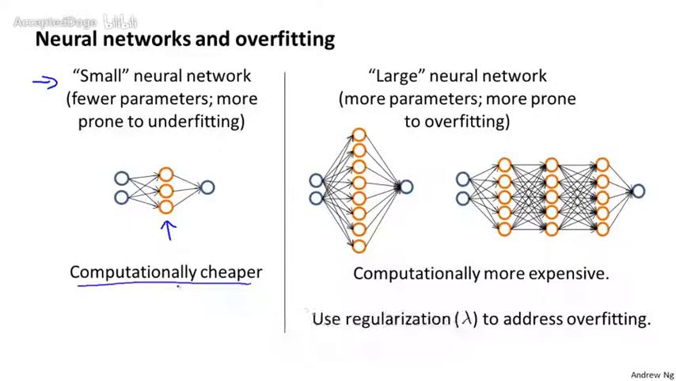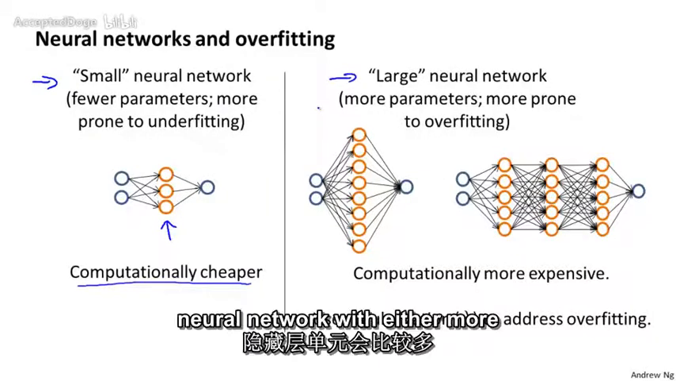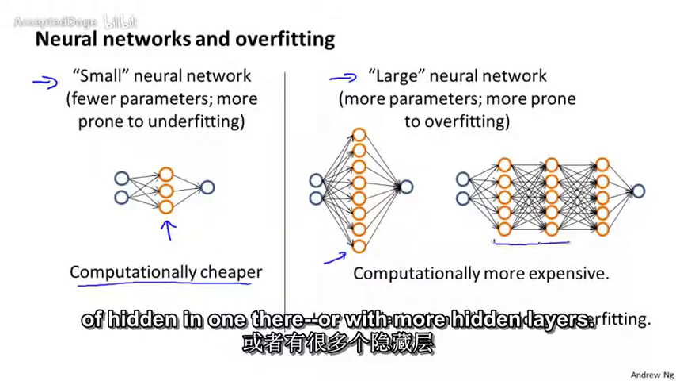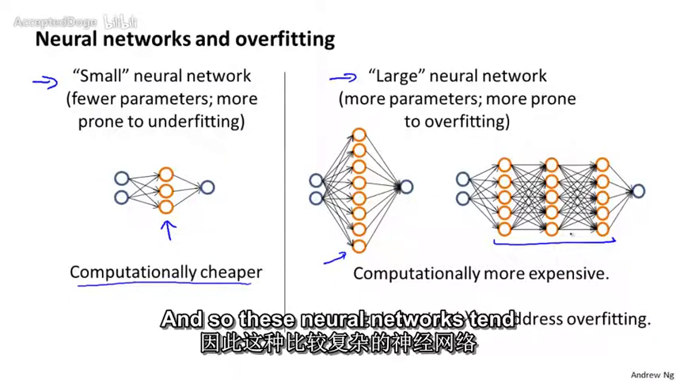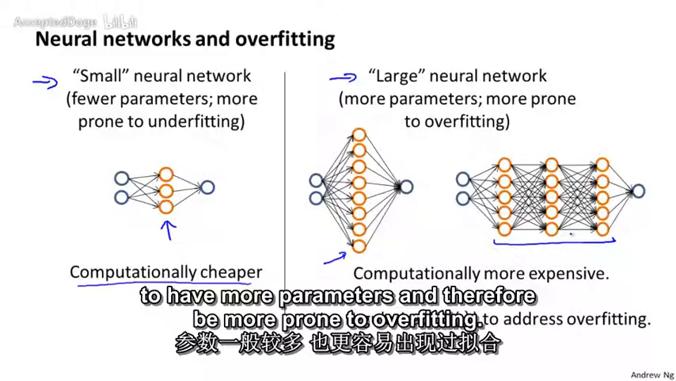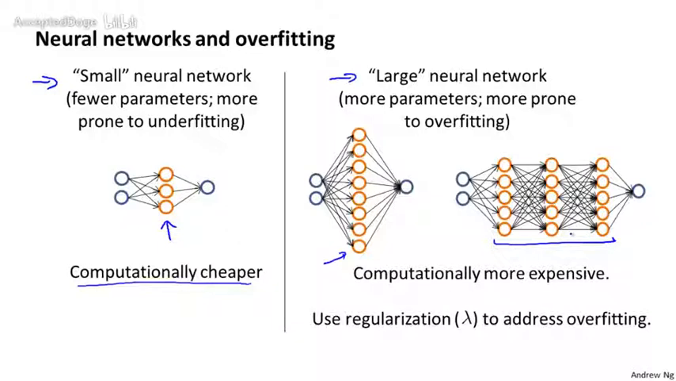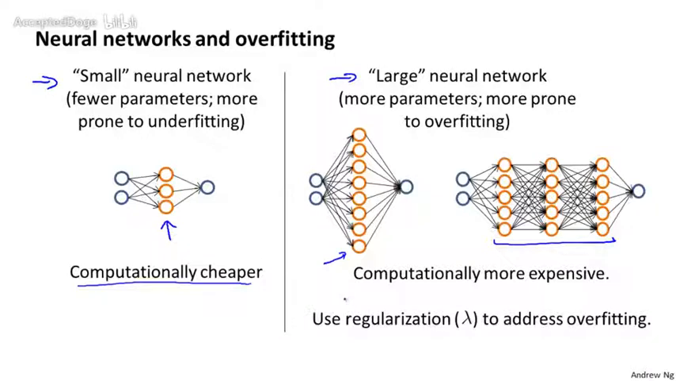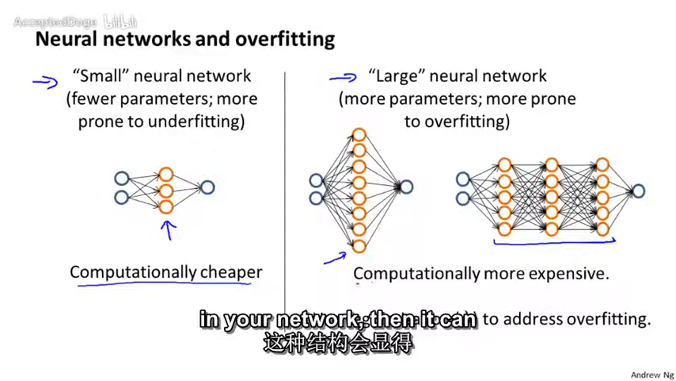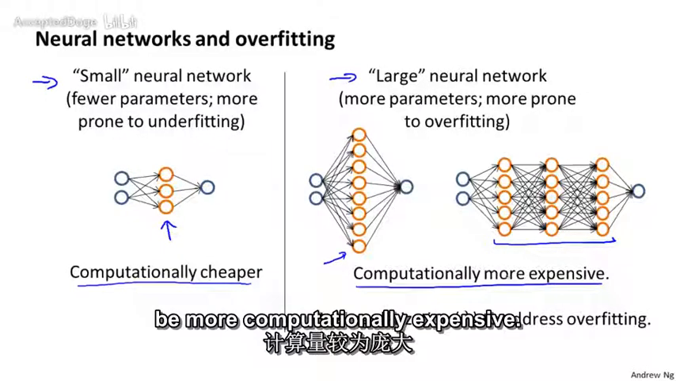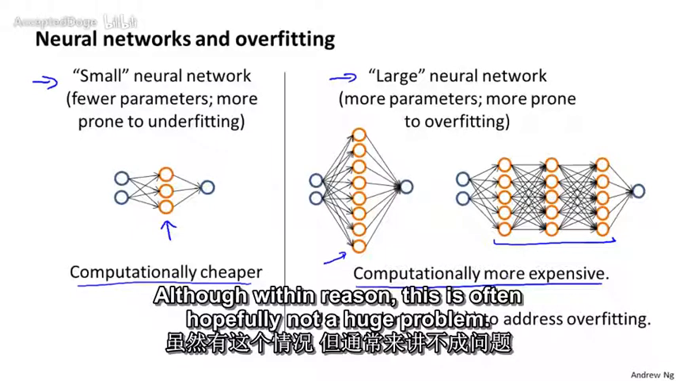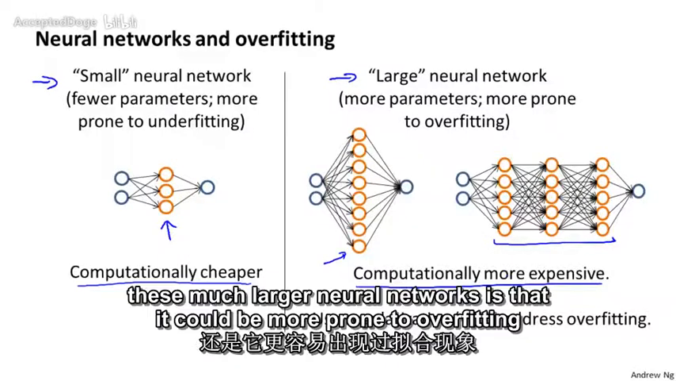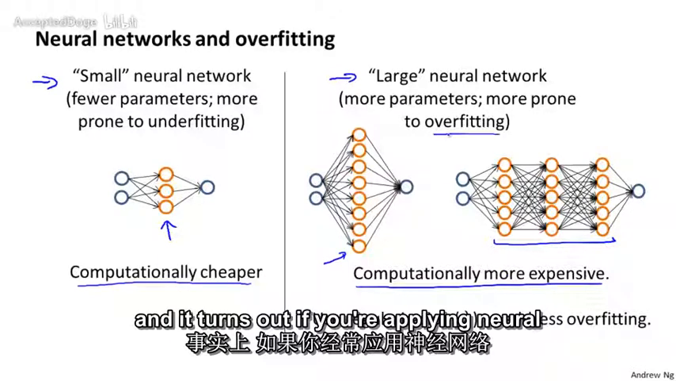An alternative would be to fit a relatively large neural network with either more hidden units, so if there's a lot of hidden units in one layer, or with more hidden layers. And so these neural networks tend to have more parameters and therefore be more prone to overfitting. One disadvantage, often not a major one, but something to think about, is that if you have a large number of neurons in a neural network, then it can be more computationally expensive. Although within reason, this is often, hopefully, not a huge problem. The main potential problem of these much larger neural networks is that they could be more prone to overfitting.